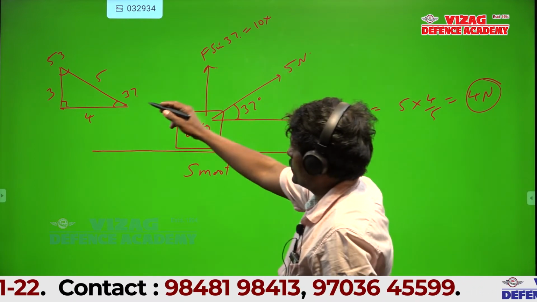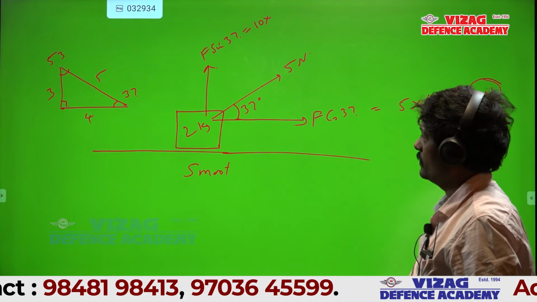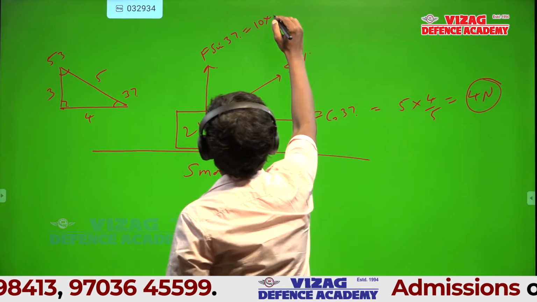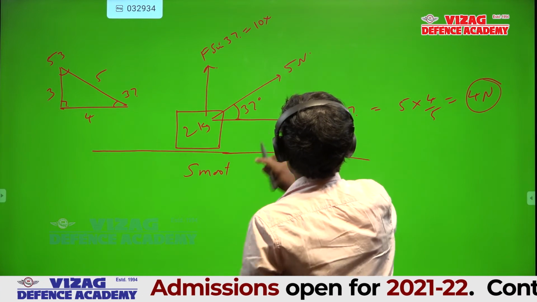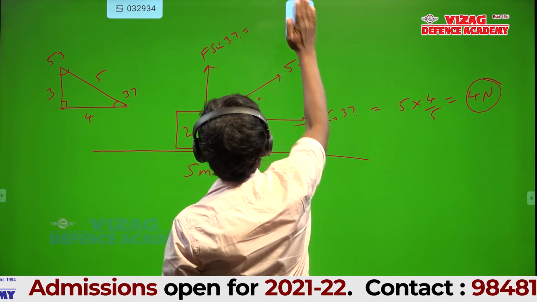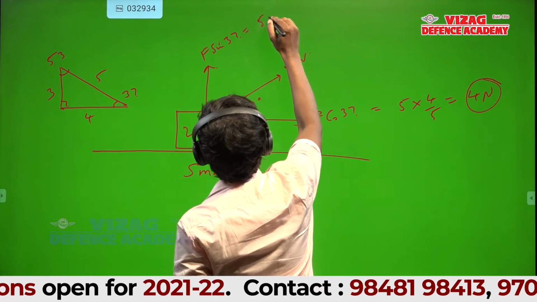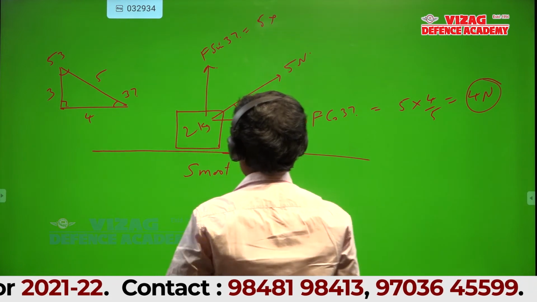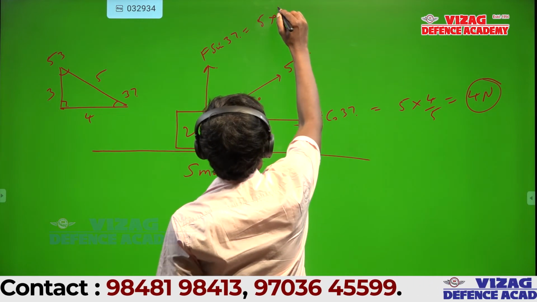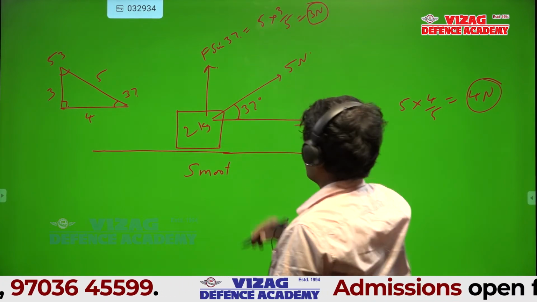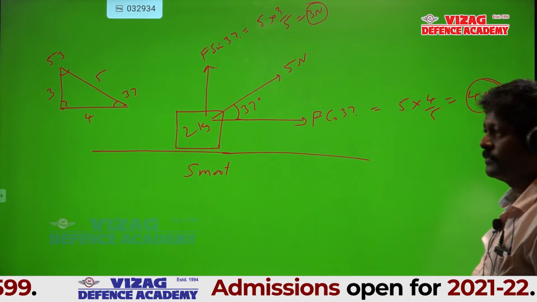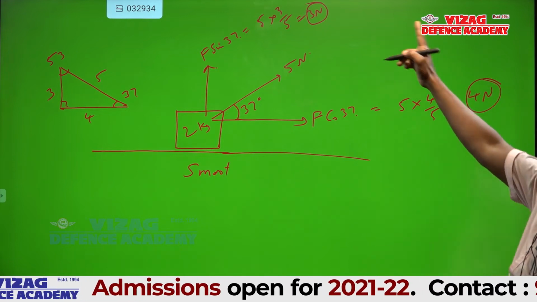F cos 37, F sin 37. Sin 37 how much? Can you tell me? Sin 37 is 3 by 5. 5 into 3 by 5 is 3 Newton. Cos 37 is 4 by 5, so 5 into 4 by 5 is 4 Newton. So now what are the components? 4 Newton and 3 Newton.